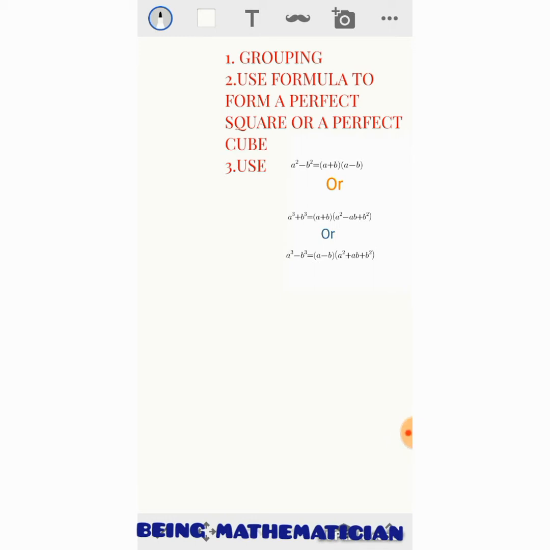The first trick of grouping is: first group, and then use a formula to form a perfect square or a perfect cube, and then use these three formulas, that is a square minus b square, a cube plus b cube, or a cube minus b cube. So now we take an example for this trick, that is a square minus 2ab minus c square plus b square.